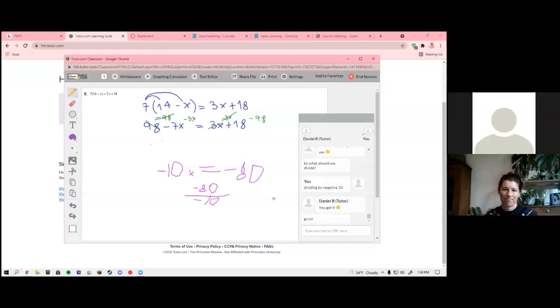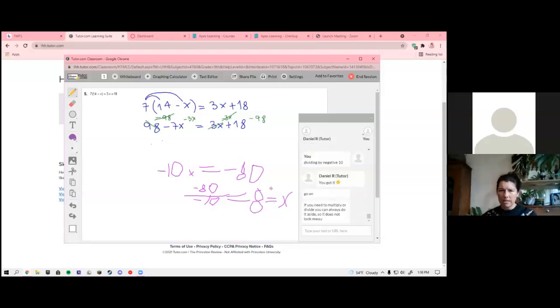So then that's going to be negative 8. Or no, it's going to be positive 8, because there's 2 negatives. Good catch. And then it carries the x. So 8 equals x. You got it.